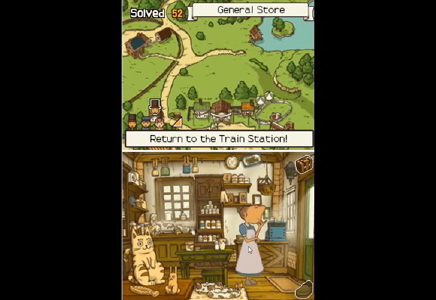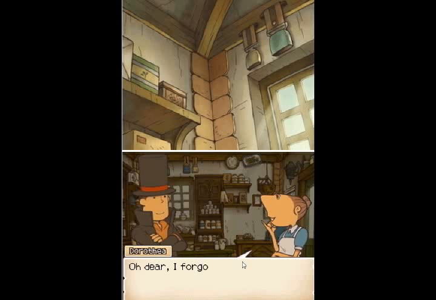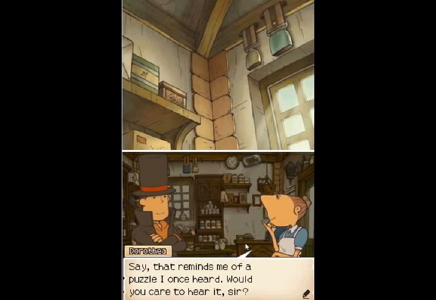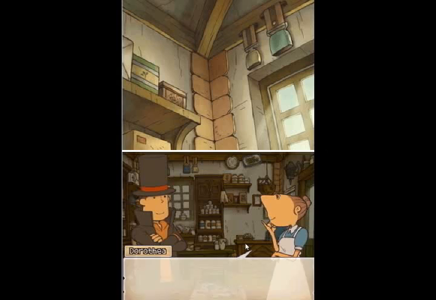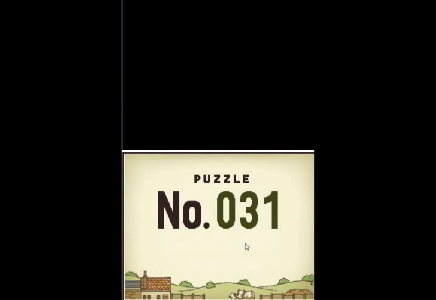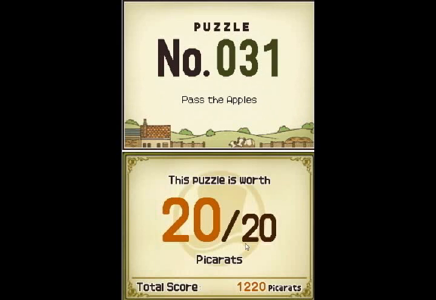Before we head back to the train station, we need to talk to her. Oh dear, I forgot to get apples for tonight's meal. Say, that reminds me of a puzzle I once heard. Would you care to hear it, sir? And us being who we are, we can't refuse, so number 31, pass the apples. Worth 20 points.